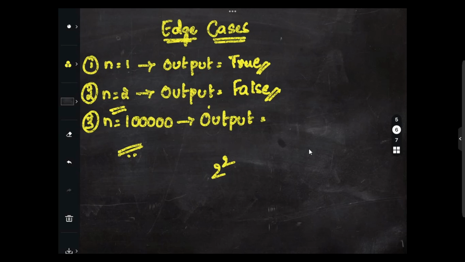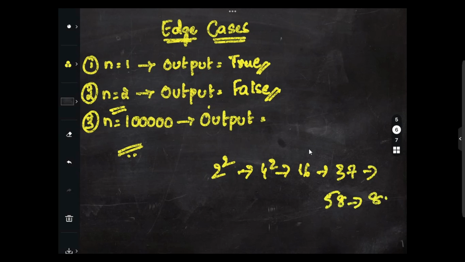Here you can clearly see we will do 2 square, next 4 square, it will be 16. 1 square plus 1 square plus 6 square is nothing but 1 plus 36, 37. So 37, 3 square plus 7 square, 9 plus 49, which is 58. This goes on: 58, 89, 145, 42, 20 and 4.